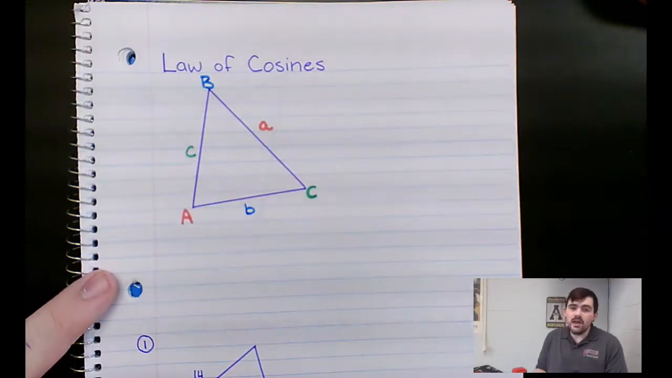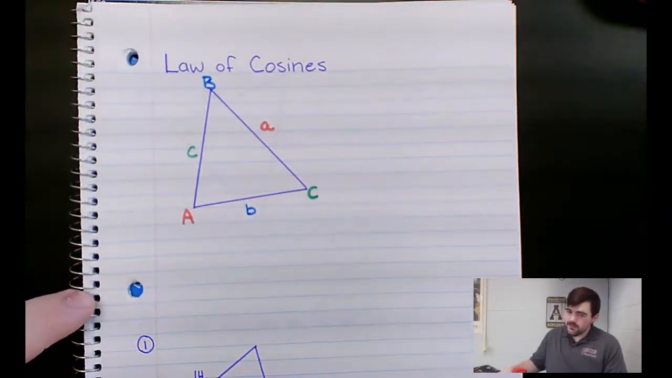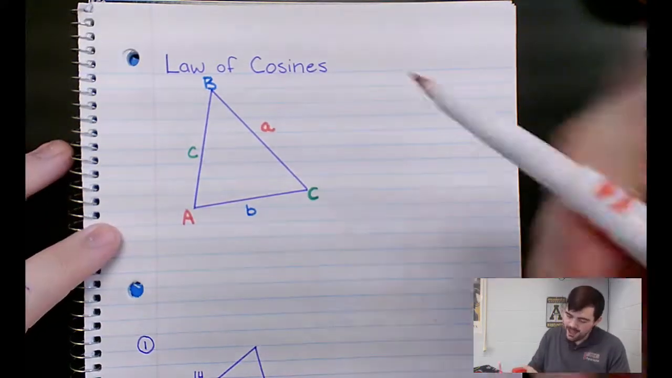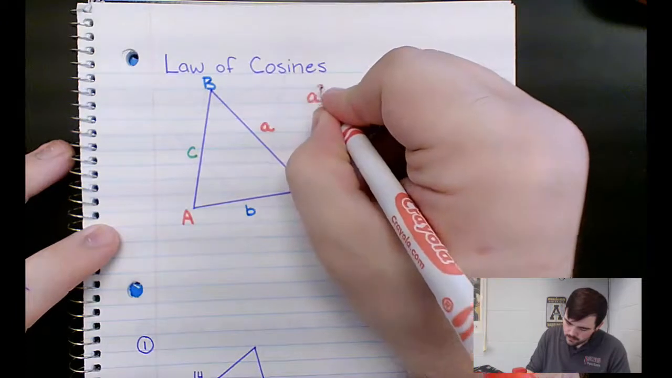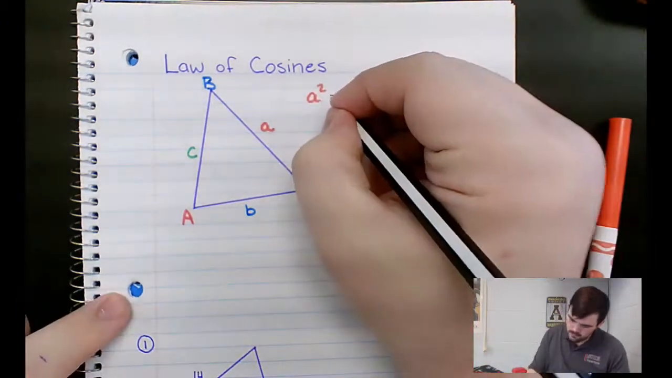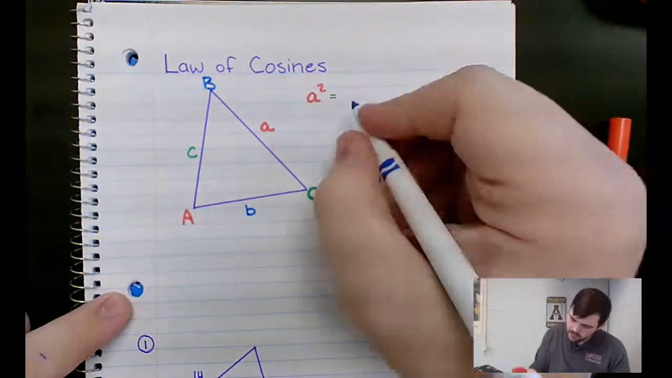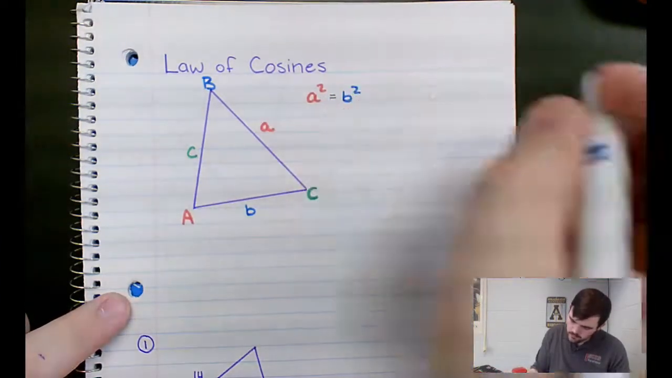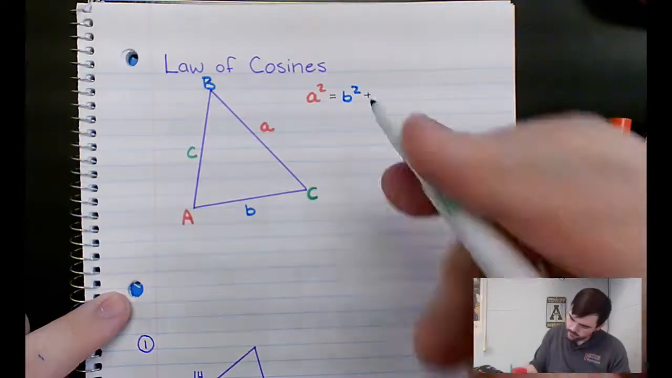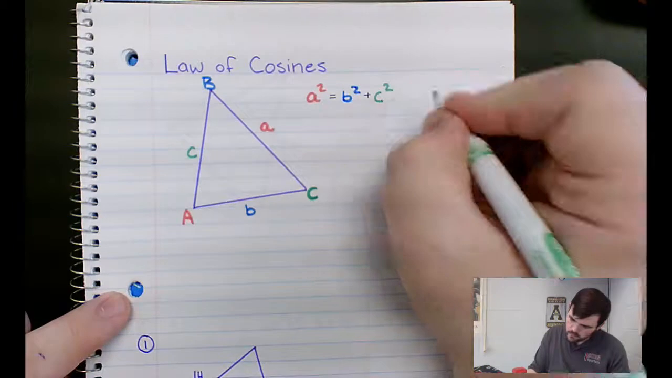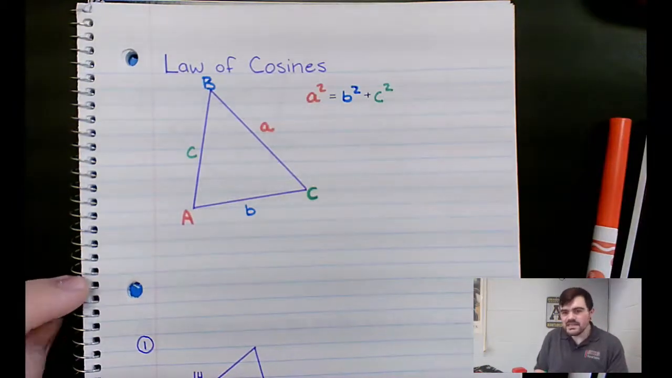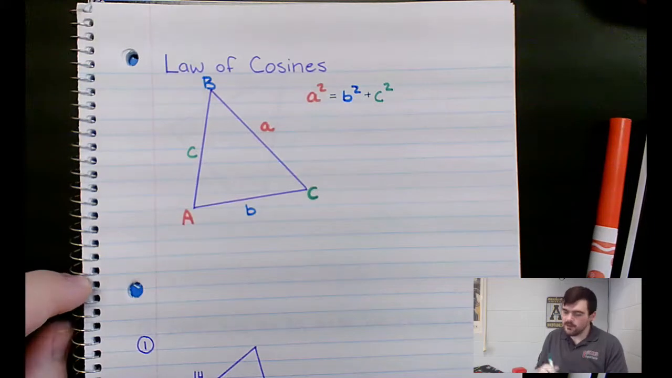So here's the law of cosines. And forgive me as I feverishly try to color code this. A squared equals b squared plus c squared. That looks a lot like the Pythagorean theorem, doesn't it? But there's more. This law of cosines is actually an adjustment of the Pythagorean theorem.